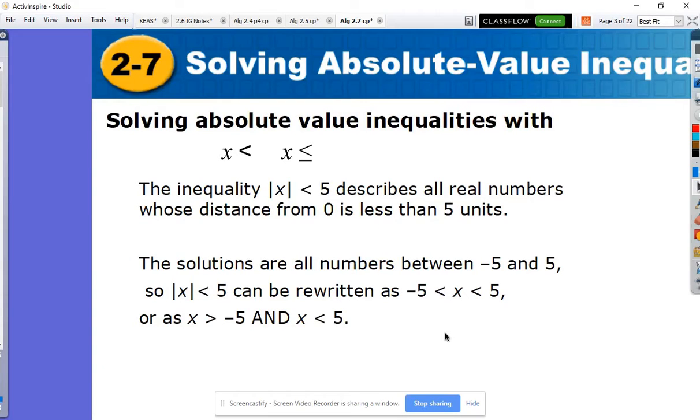All right, algebra students, we are on our last lesson here for chapter 7, 2.7. And this is what we're going to be doing. We're going to be solving absolute value inequalities. Okay, so the first one we're going to look at is this type right here.